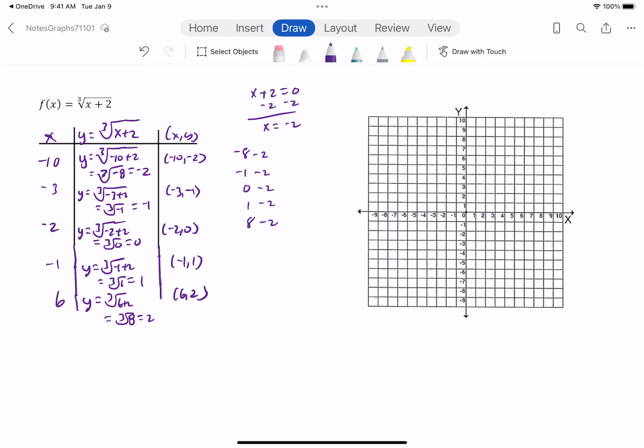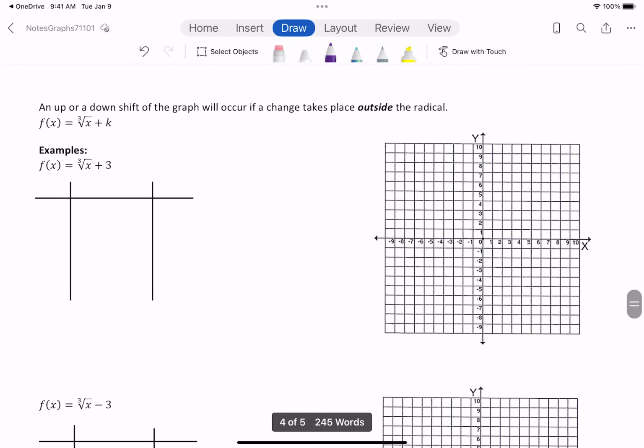And now we can graph the points. We have negative 10, negative 2, negative 3, negative 1, negative 2, 0, negative 1, 1, and 6, 2. Then we're just going to combine them again.